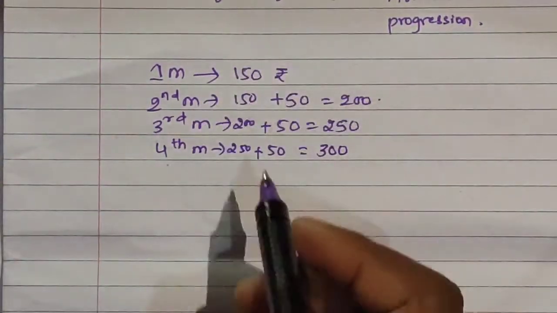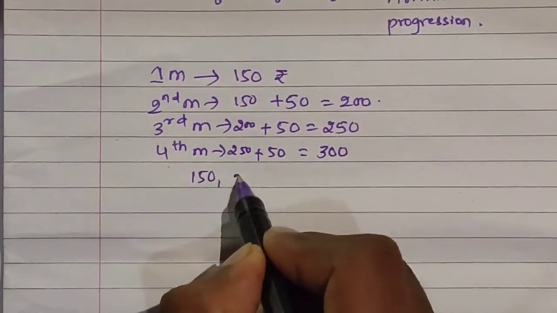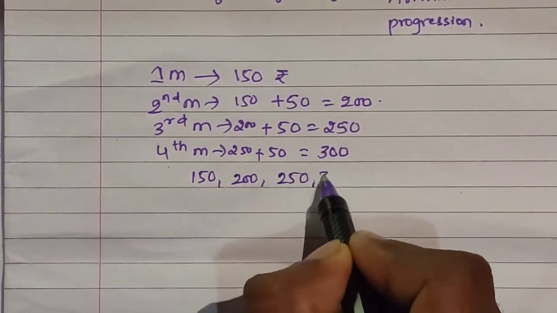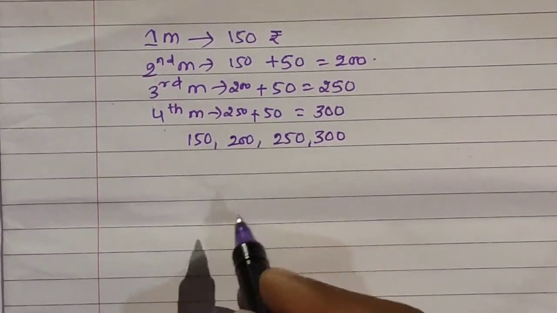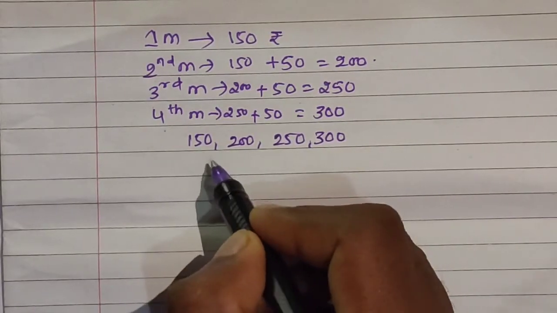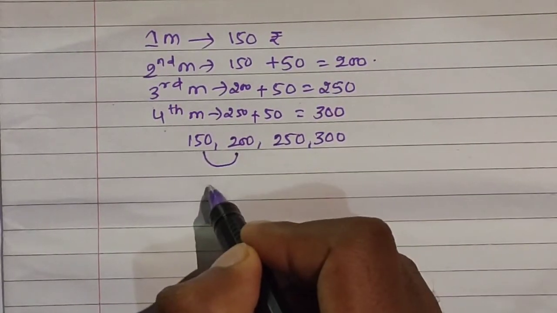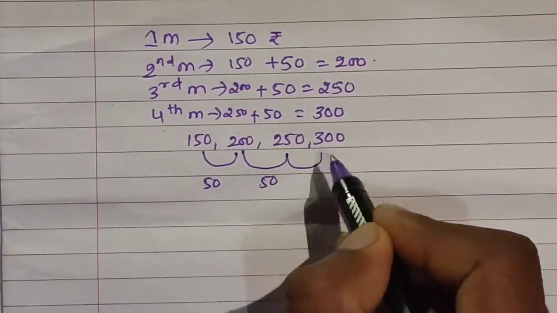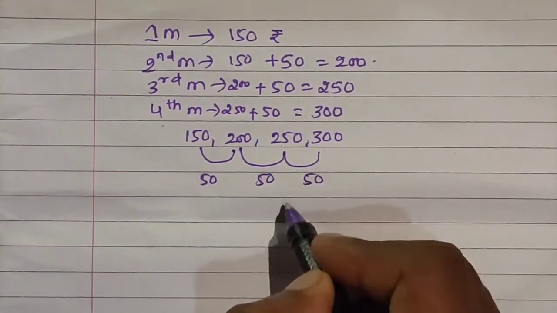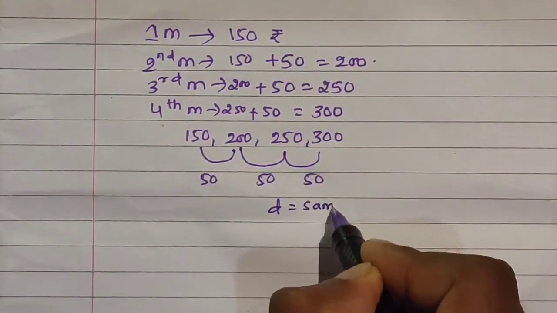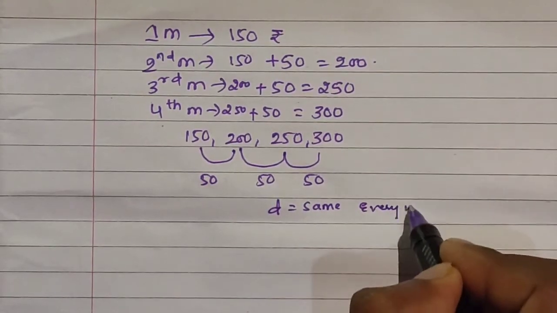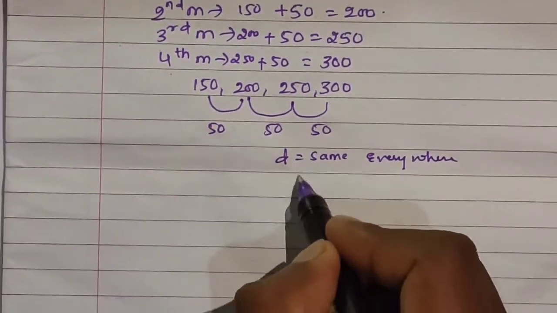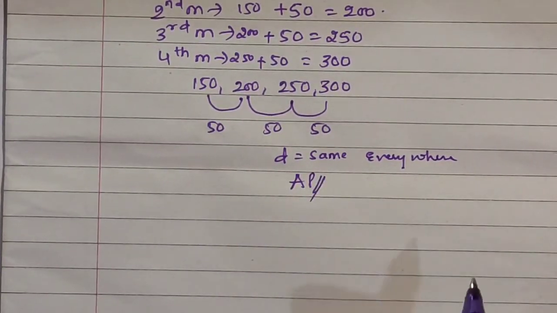By observation of these four numbers, that is 150, 200, 250, 300, by checking the common difference between each subsequent numbers, that is 150 to 200, how much difference is there? 50 rupees. From 200 to 250, it is a 50 difference. From 250 to 300, again a 50 difference is there. It means the common difference D value is the same everywhere. We can conclude the given situation is in arithmetic progression. You need to write, yes, the given situation is in arithmetic progression because the common difference value is the same.